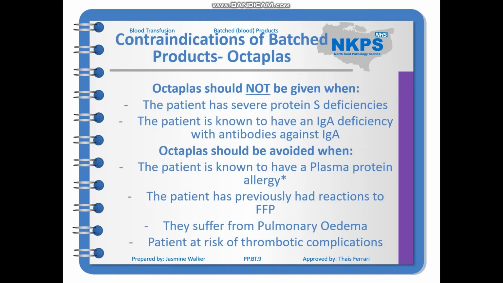Octaplas should not be given when the patient has a severe protein S deficiency, or if the patient is known to have an IgA deficiency with antibodies against IgA, which is the same for FFP. Octaplas should also be avoided when the patient is known to have a plasma protein allergy, has previously had reactions to FFP because they will likely have reactions to Octaplas, suffers from pulmonary oedema, or is at risk of thrombotic complications. I've said that it should be avoided because it could be used, but if it is used, then you need to monitor the patient closely.